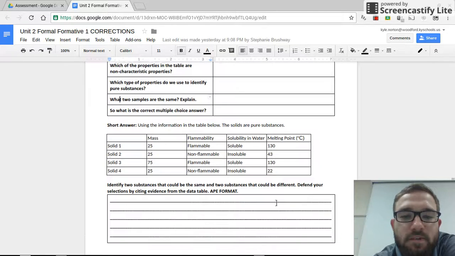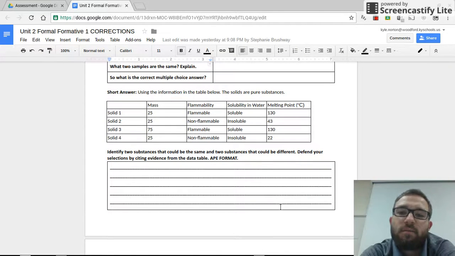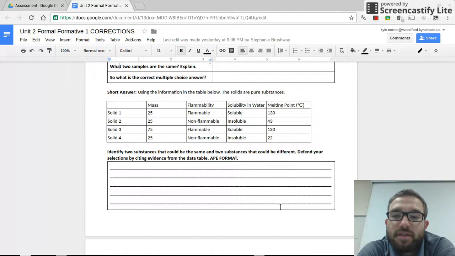And the last one, short answer, says using information in the table below, the solids are pure substances. Answer these questions. So identify 2 substances that could be the same and 2 substances that could be different. Defend your selection by citing evidence from the data table in the A format.